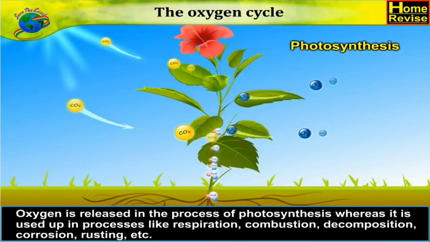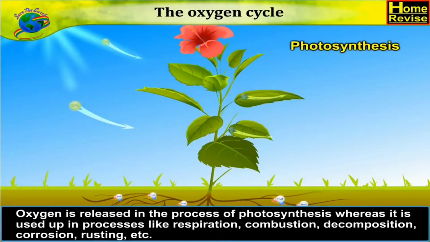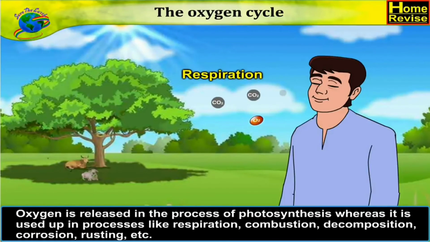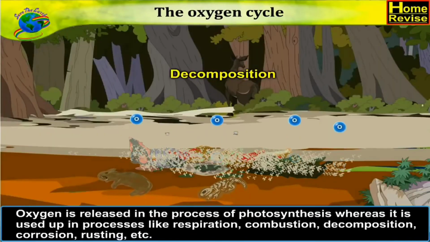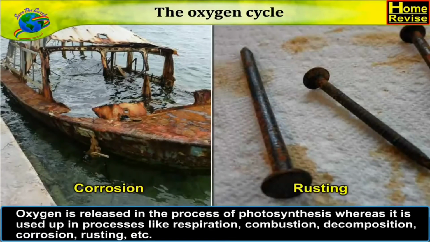Oxygen is released in the process of photosynthesis, whereas it is used up in processes like respiration, combustion, decomposition, corrosion, rusting, etc.